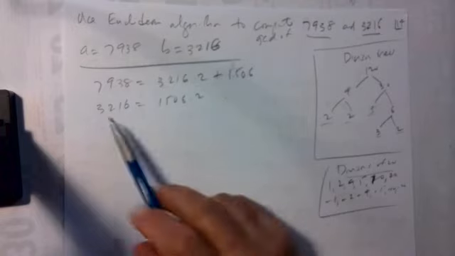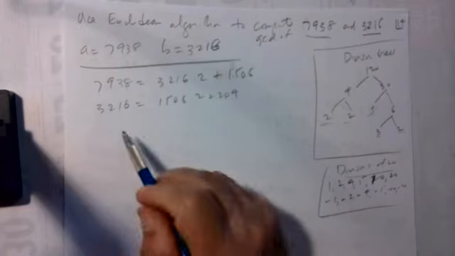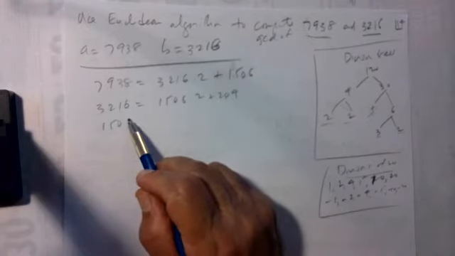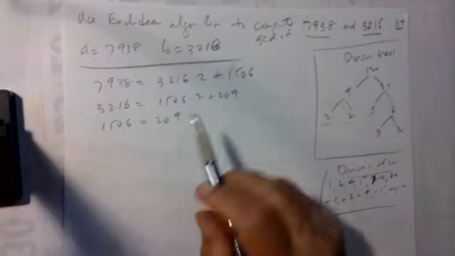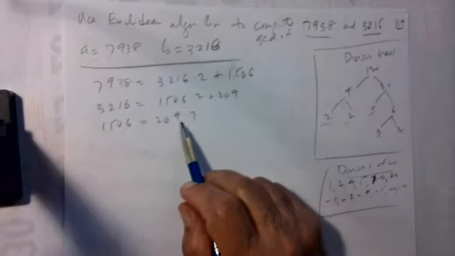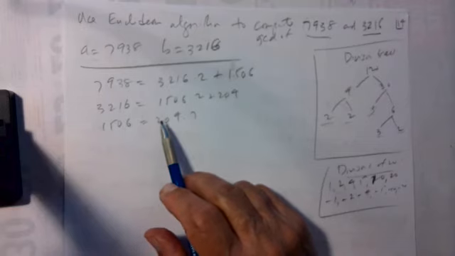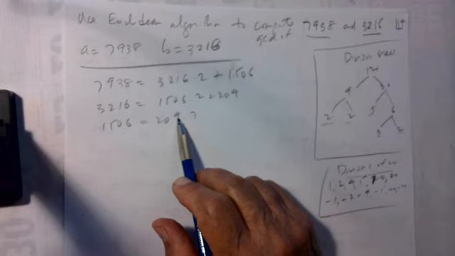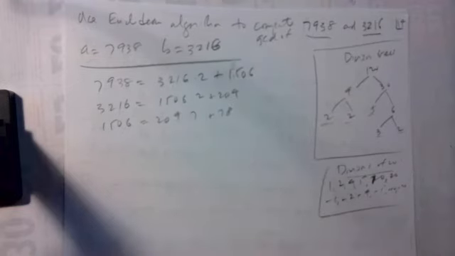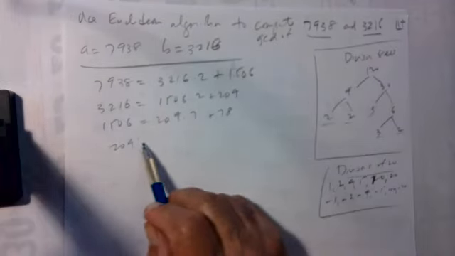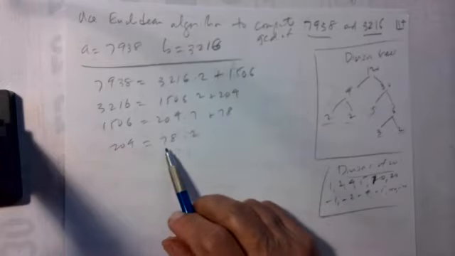3012. That's 204? Yes. And then if I take 1506 and divide by 204, this looks like it goes in 7 times. This would be 1428. So I think this leaves a remainder of 78. Is that okay? Yes. And then 204, if I divide it by 78, this goes twice.